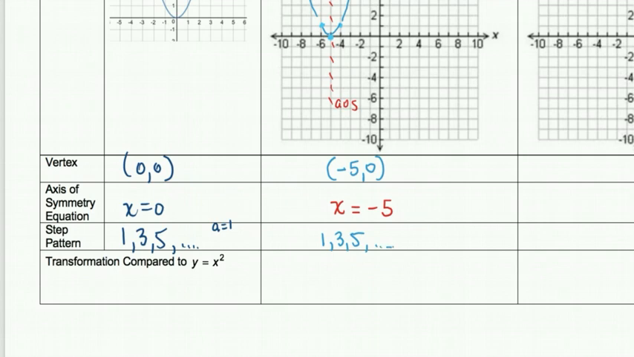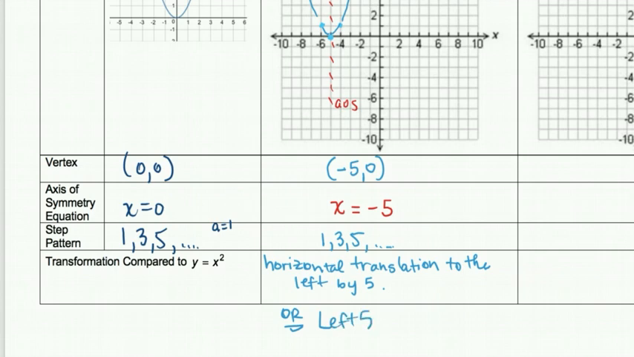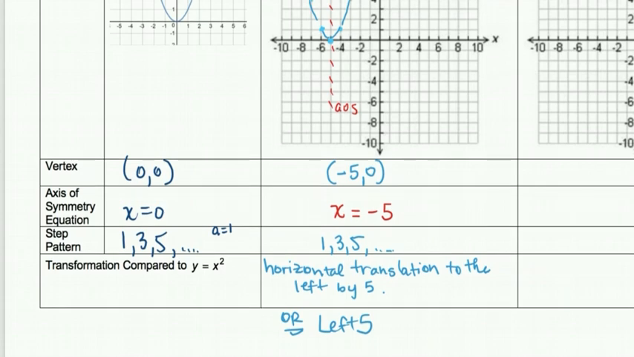And so we're going to describe it. So again, if you wanted to use all the fancy words, it's horizontal translation to the left by 5. Okay, don't put in the negative. Or I'm okay if you just write left 5. All right, move on to the next one.